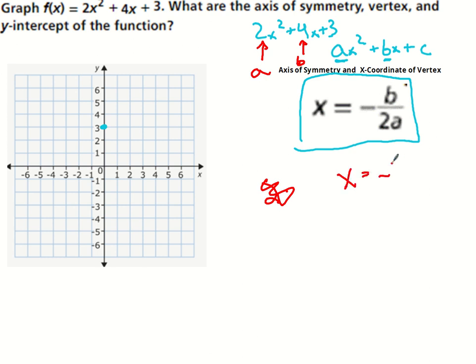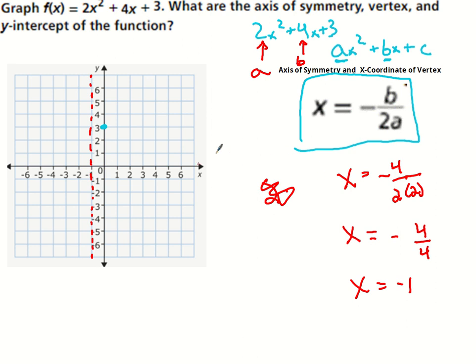So negative 4 over 2 times whatever a is. A is 2, so I replace the a in the formula with the 2. B is 4, so I replace the b in the formula with the 4. Now I'm going to solve. The negative is in front of everything, and that's 4 over 4, so x equals -1. So all we have figured out is the axis of symmetry is right here at -1, which means the vertex is somewhere on x equals -1.